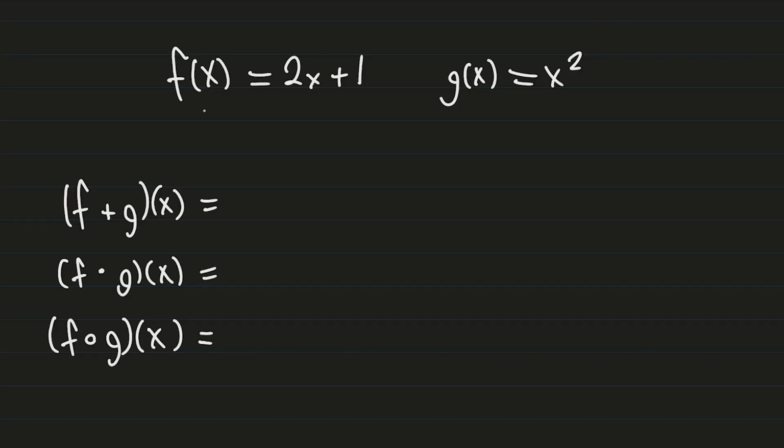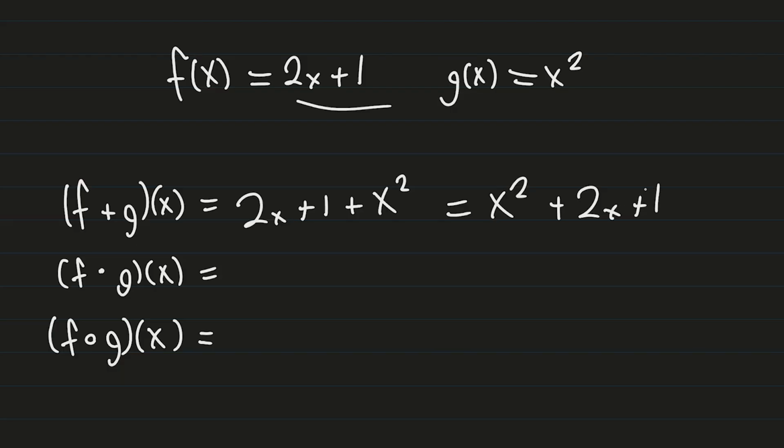So you already know you can take two functions and add them, multiply them, subtract them, do whatever to get a new function. For example, if we have f of x equals 2x plus 1 and g of x equals x squared, what is f plus g of x? We just take f of x, 2x plus 1, and add g of x, x squared. And you could reorder your terms, but that's pretty much your final answer.